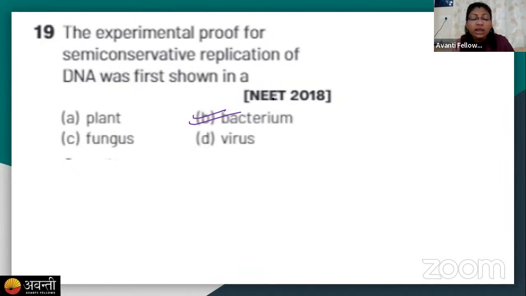Yes, it is option B. Sorry, it is not the Hershey and Chase experiment. The semi-conservative nature of DNA was shown in the bacterium which we cultured in the isotopes of nitrogen, one N14 and one N15, to find out which layer of the nitrogen isotope is formed after centrifugation. So yes, option B is correct.